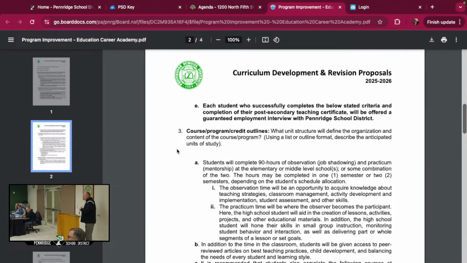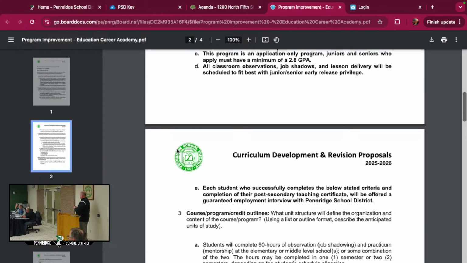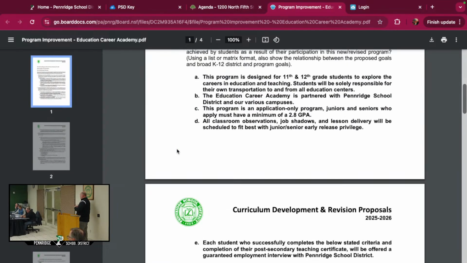The program is an application-based program for juniors and seniors. We want to make sure that we're putting our students in the best place to be successful. If they're struggling here at the high school to maintain a GPA that's acceptable and really showing that they're able to perform this kind of work, we want to make sure that we focus on their own academics first before we send them out into our public schools. Also, they'll have to maintain certain GPAs when they get to college to be a teacher, so we're just setting that bar for them early.